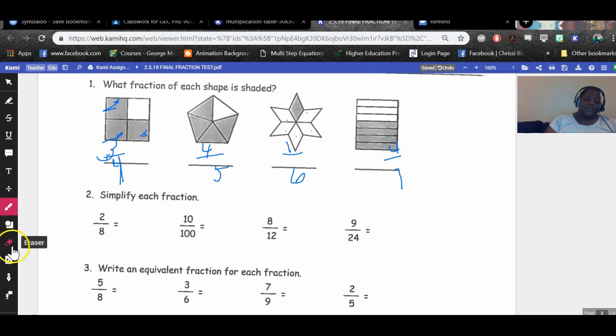Easy enough, right? Okay, so let's go over to simplifying each fraction. More practice of simplifying each fraction coming up.